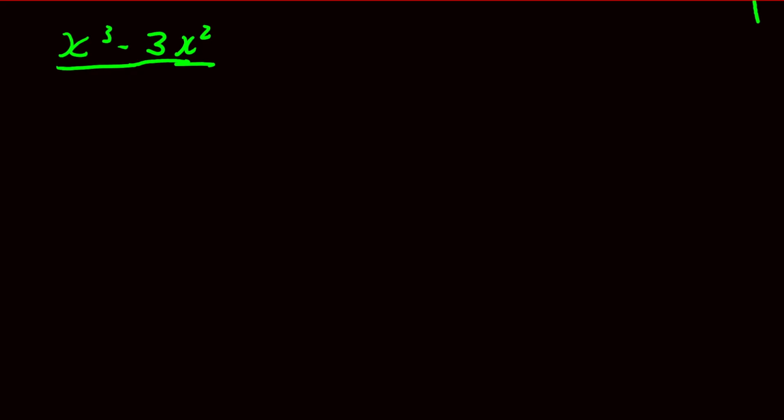x cubed minus 3x squared. First derivative test, obviously we want to find the derivative, so let's find the derivative of this function. x cubed minus 3x squared, this is just simple power rule. Boom, that's my derivative. Okay? So now what you want to do is set this first derivative equal to 0 or undefined.